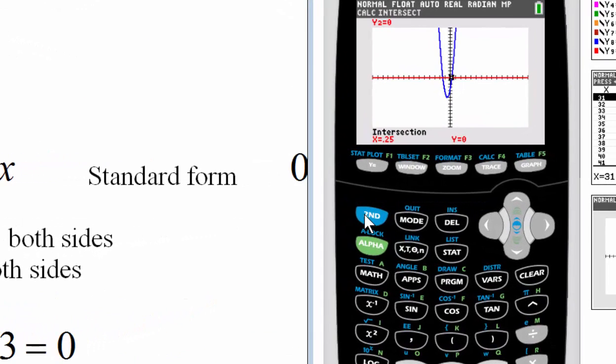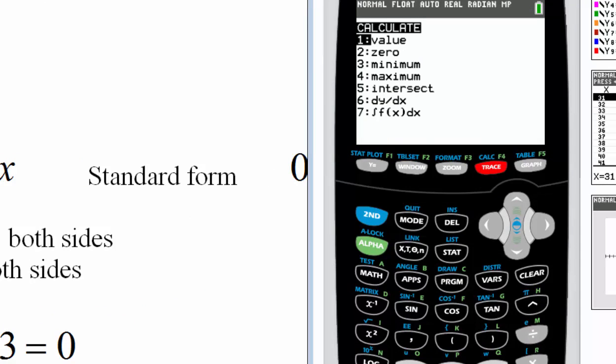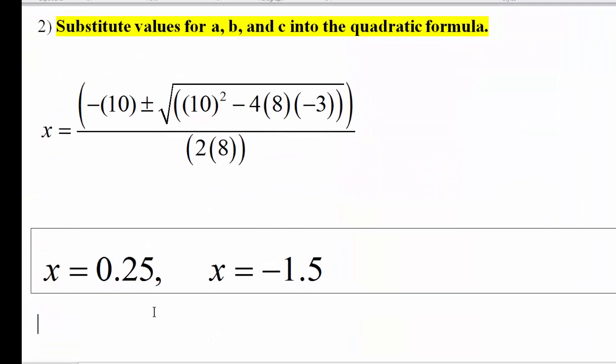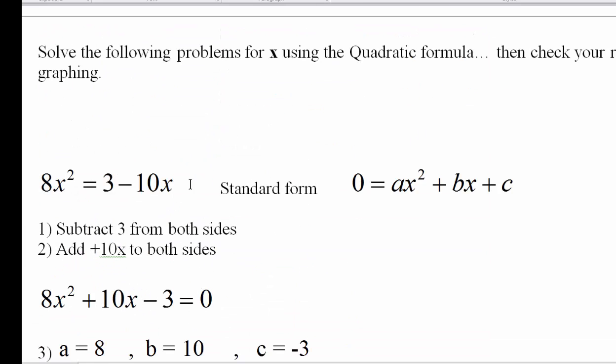So just to verify, press second, trace, number 5, enter 2 times, and now when it says guess, well, we already know this answer, so I'm going to move the cursor to the left a bit and press enter. And we get x equals negative 1.5, which is what we found using the quadratic formula. So we've solved this equation for x 2 ways. We used the quadratic formula, and then we solved by graphing.